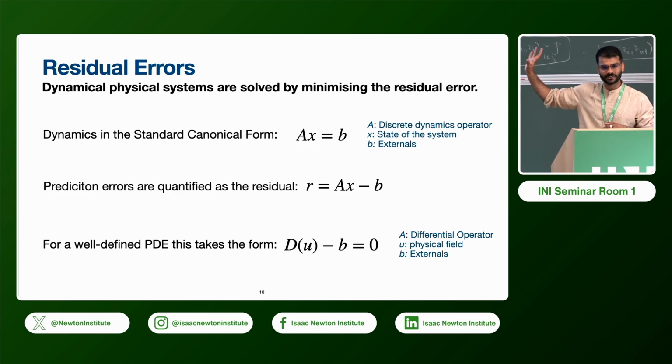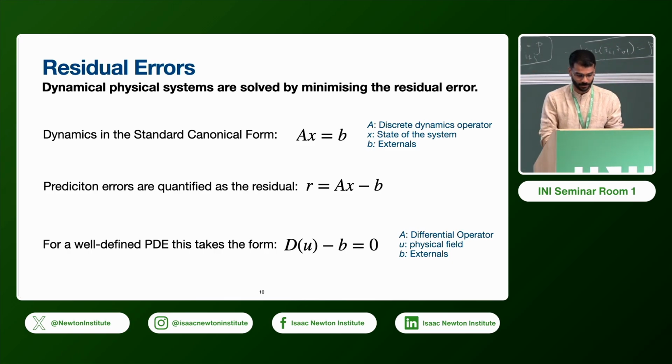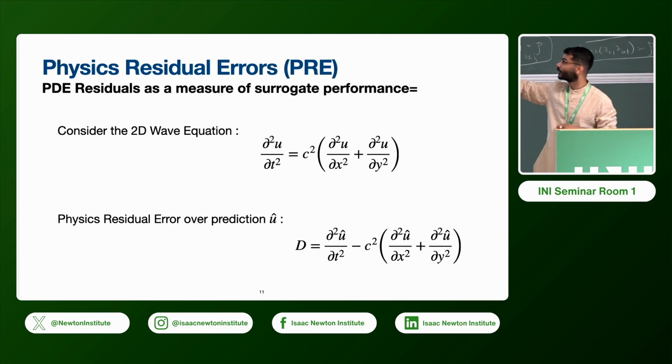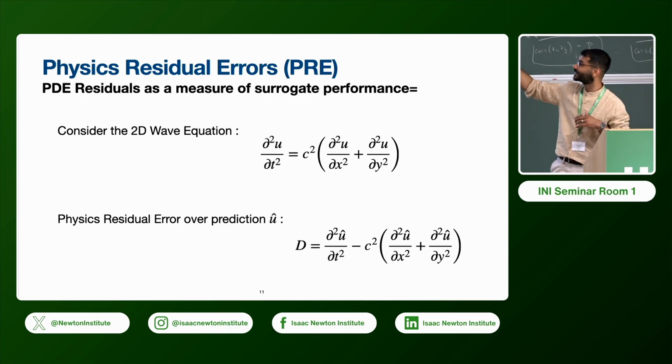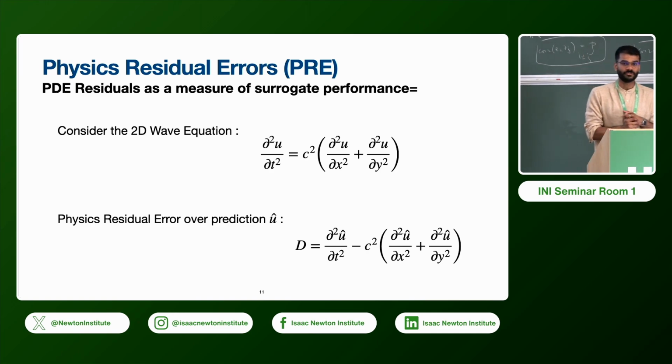So to give you an understanding of how this looks for the wave equation that we've been looking at, this is the simple 2D wave equation that we have at hand. U is the field that's evolving, and C is the wave velocity that we're interested in modeling.